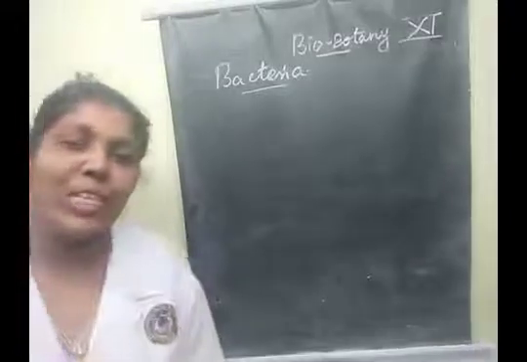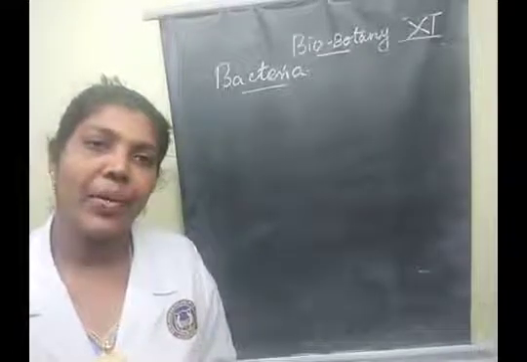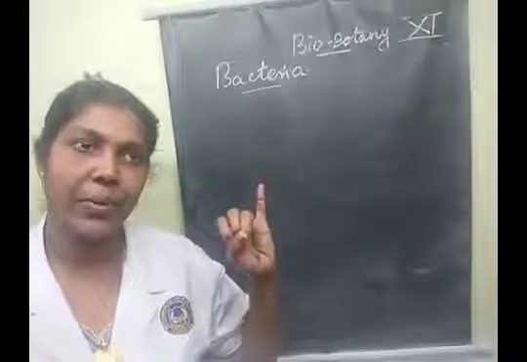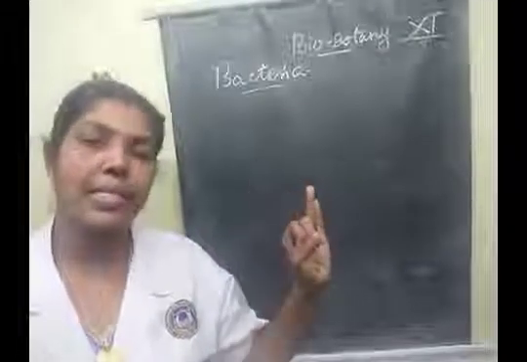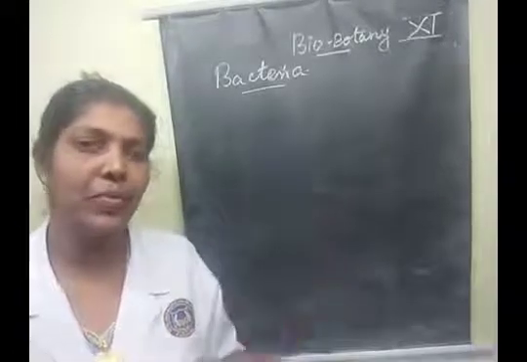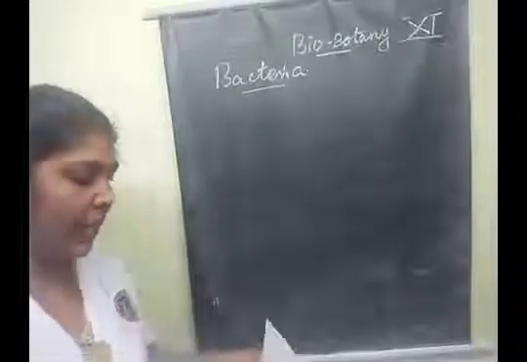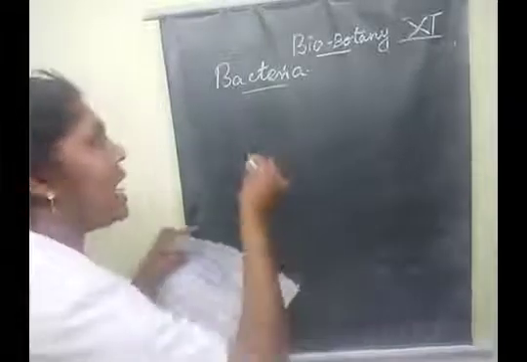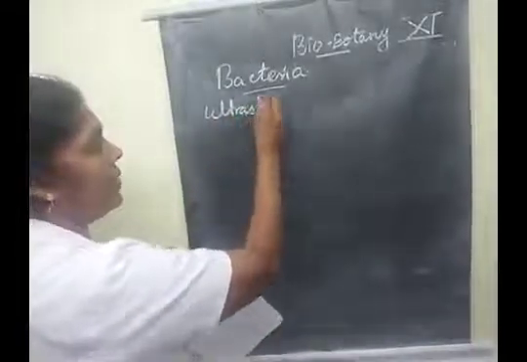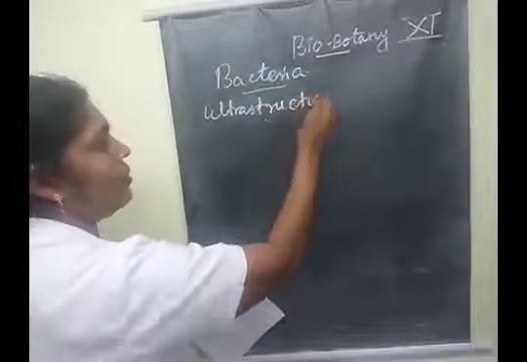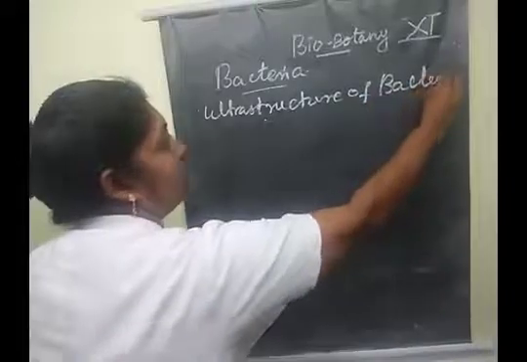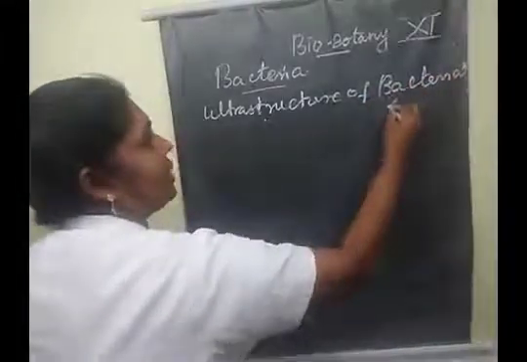Shall I ask one question, children? What are the shapes of bacteria? Coccus. Very good. Bacillus, spirillum, vibrio. Okay, clear. So these are the 4 shapes of bacteria. Okay. The next one is ultrastructure of bacterial cell. Clear?